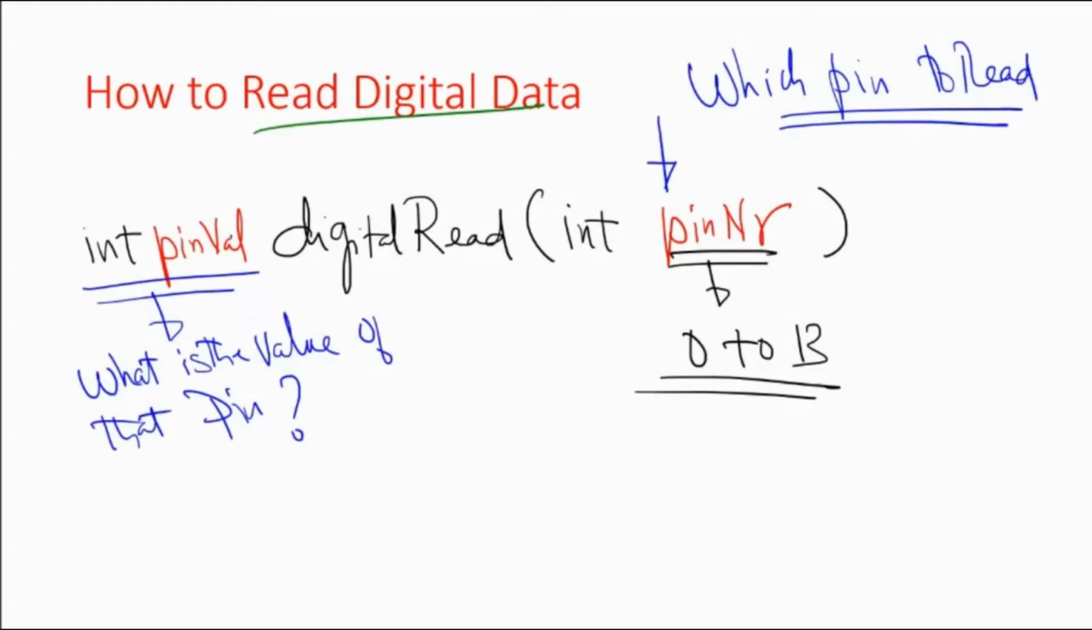Similarly, regarding the possible value of the pin, each pin can either read a 0 or it can read a value of 1. So these are the two possible values of the digitalRead function. That is the first thing.